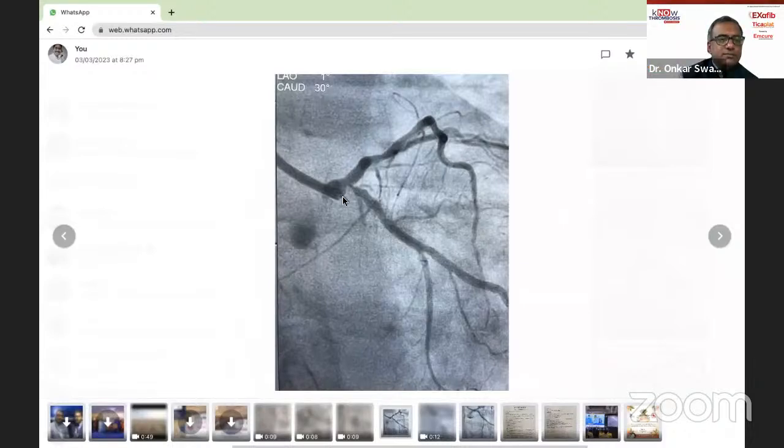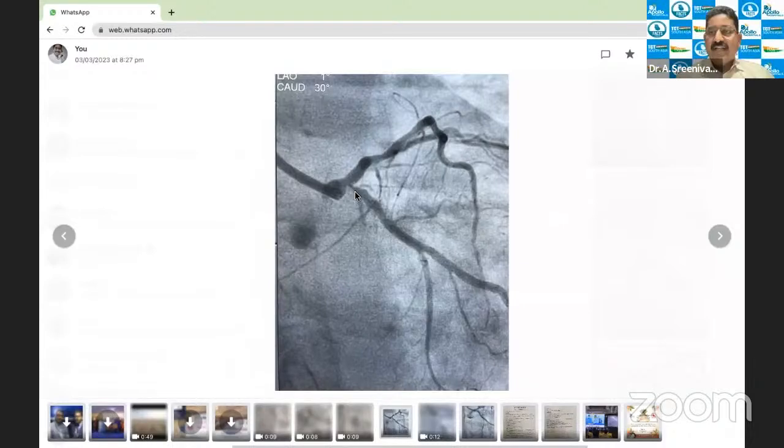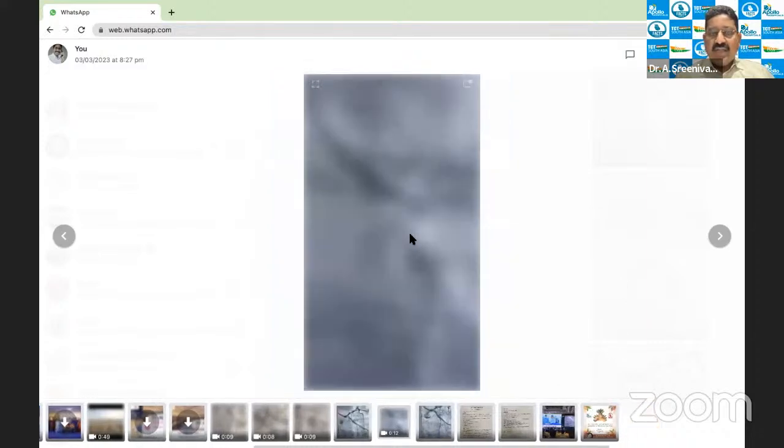Yes, sir. This is a critical LCX ostium in an elderly lady who had ECG changes in the infarct territory and also had calcific disease, if you appreciate that. And that's the LCX ostium. The patient was initially advised surgery, but the surgeons were not willing to operate because of very high age. So this is a video where we did an orbital atherectomy.